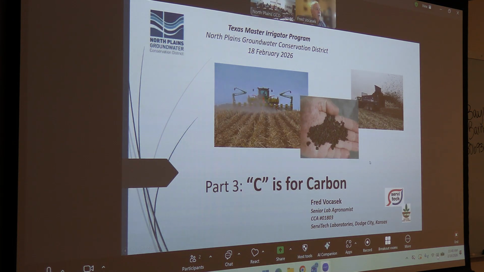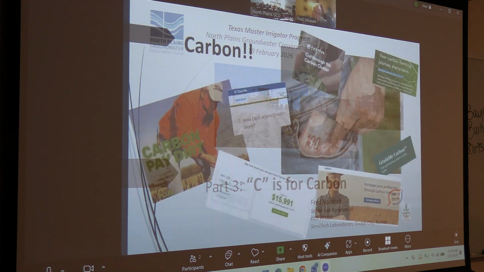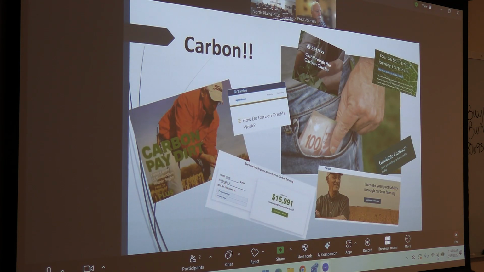C is for carbon, correct? Yes. Okay. Well, I want to talk about carbon, because if you haven't heard about carbon, you've had your head in the sand for quite some time. There are some new programs, and NRCS has been involved in it, carbon credits and that sort of thing. And there's all kinds of things there.